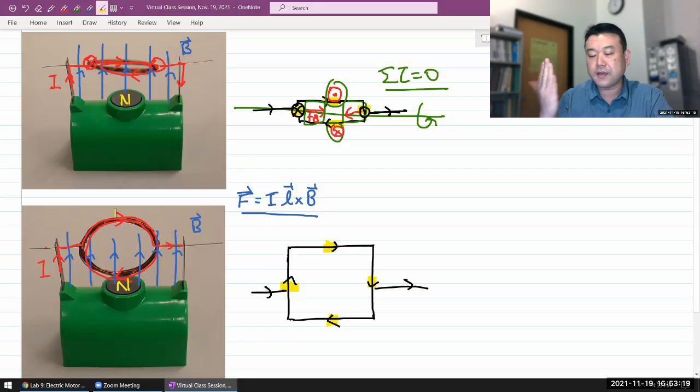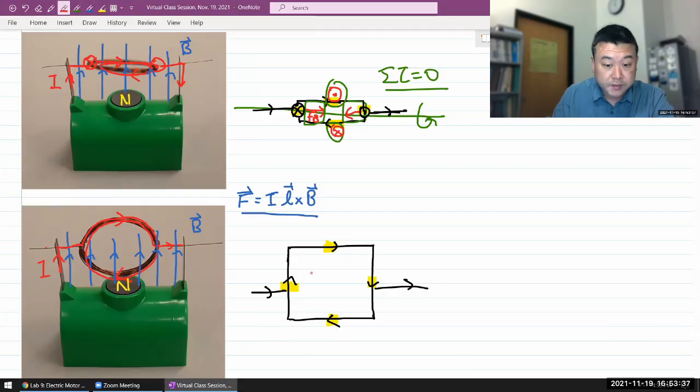So for IL cross B, for the left segment, my current is flowing upward, and I want to bend my fingers in such a way that it can bend towards the magnetic field, and I see that I can't do that. Magnetic field is also pointing upward. So on this segment, magnetic force will be 0 in this orientation.